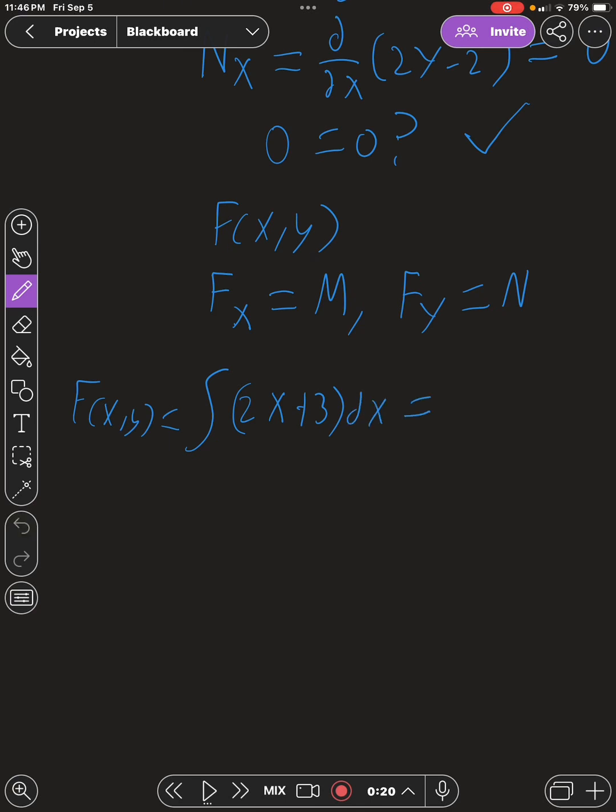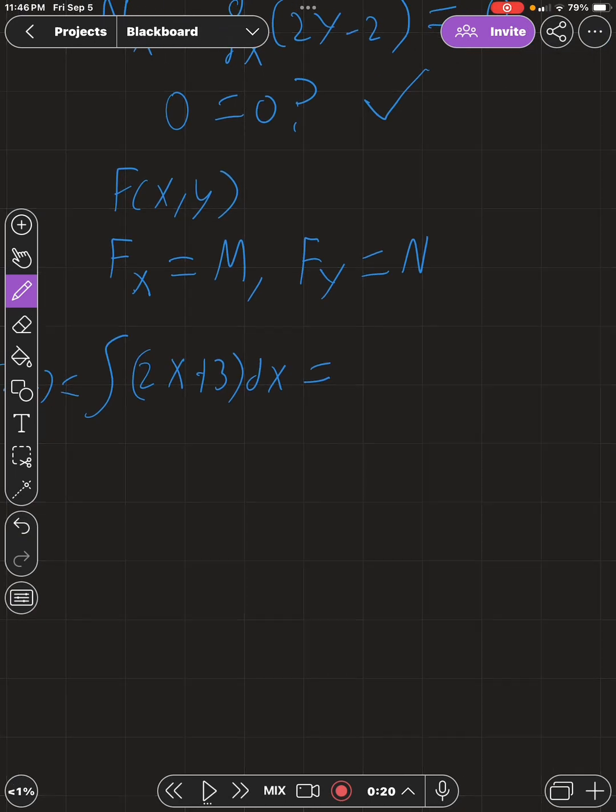What is this going to equal to? Well, if you remember from your calculus classes, basic integration, 2 of x is going to integrate and become x squared. 3 is going to be 3x. We also want a constant. But since we're integrating with respect to x, this constant could be either just a regular old constant, like a number, like 3, 5, 10, or it could be a function of y. So we're going to go ahead and put g of y here.